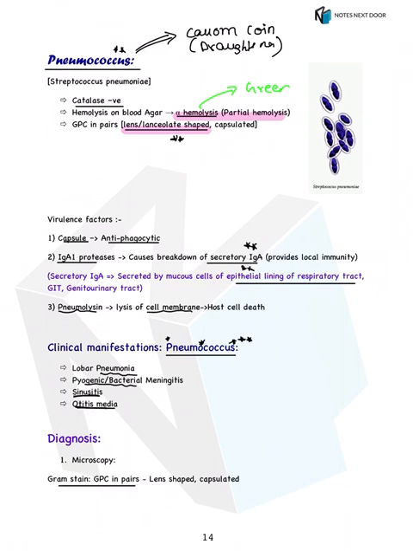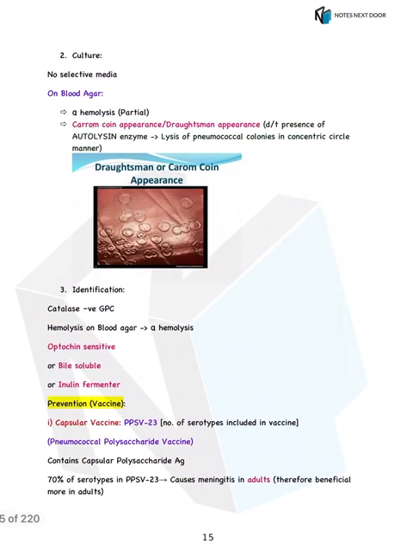Diagnosis: gram-positive cocci in pairs, which are lanceolate in shape, which I already discussed before, guys, and it is a capsulated organism. In culture there is no selective media. I said it is alpha hemolysis, partial. This is the most important thing: carom coin or the draughtsman appearance. Do you see? This looks like a carom coin due to the presence of the autolysin enzyme. Okay, this can be an MCQ.